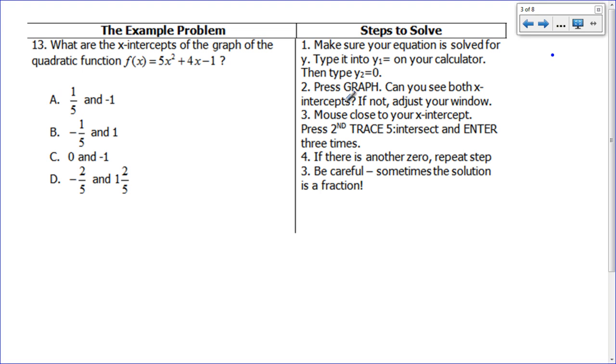All right, here's correction problem number 13. It says, what are the x-intercepts of the graph of the quadratic function f of x equals 5x squared plus 4x minus 1? Remember, x-intercepts means solution, so it's asking for the answers.